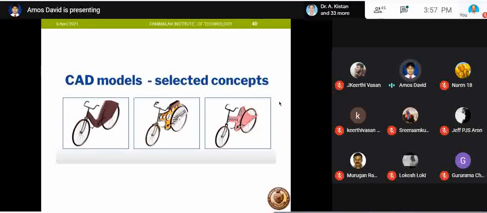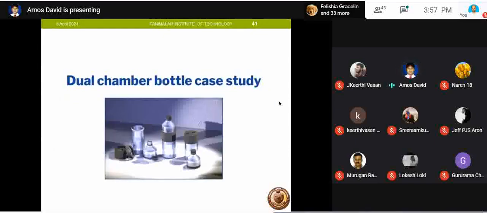This proposal was given to the company, and the company started using this, and they were able to make a lot of profit out of this. So this is a case study that I just came across. All right. Next, look at this dual chamber bottle case study.